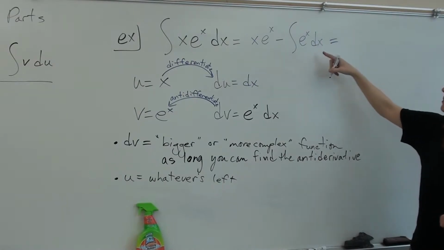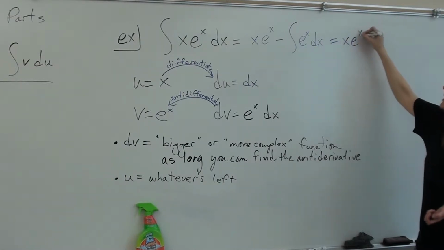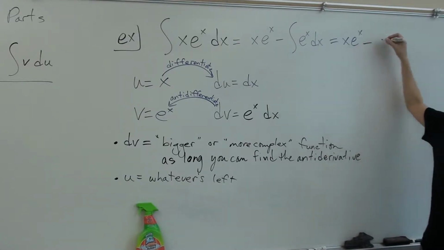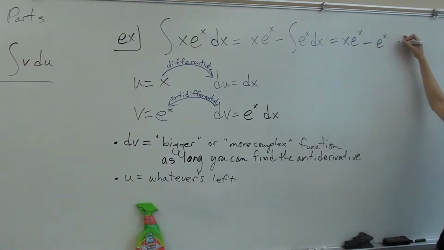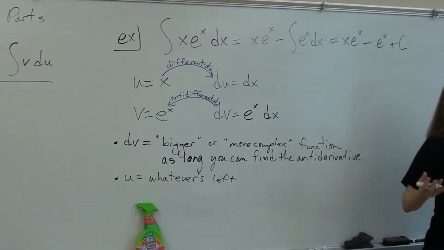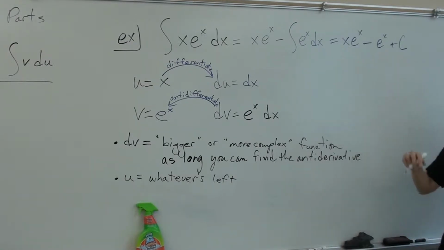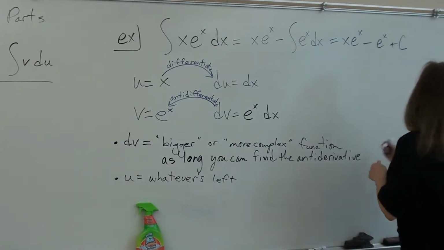So what we end up with is x e to the x minus, what's the antiderivative of e to the x dx? e to the x, plus c. So the integral of x e to the x is x e to the x minus e to the x plus c. All right, good. All right, let's do the next example.